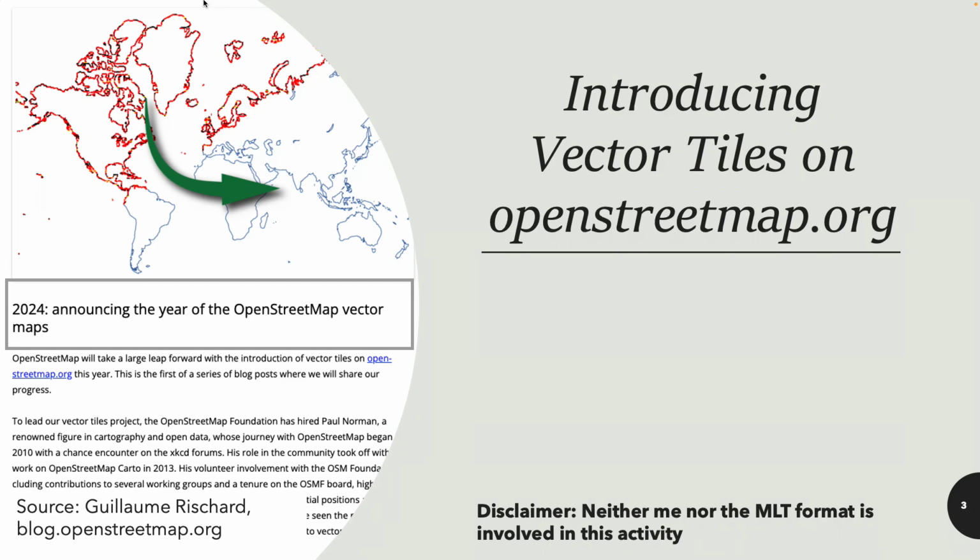Just a short disclaimer, to be clear, I'm not involved in this initiative, nor is MLT used. Because mainly MLT is not production ready, and OSM is with high probability building on the Mapbox Vector Tile specification. But maybe in the future, hopefully, OpenStreetMap could also switch to MLT when we are production ready and integrated into the different map rendering libraries.